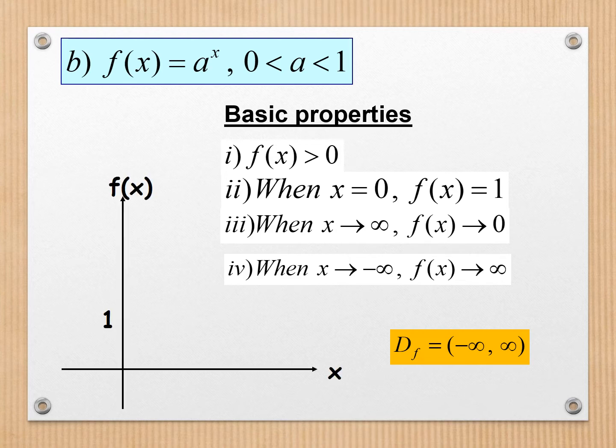So this is the graph of f(x) equals a to the power of x for a more than 0 and less than 1. You can see the y-intercept is 1. When x is approaching positive infinity, on the positive side of x, f(x) is approaching 0. It is just approaching the x-axis, but it cannot touch the x-axis. Then, when x is approaching negative infinity, on the left side of x, f(x) is moving up to positive infinity of y.